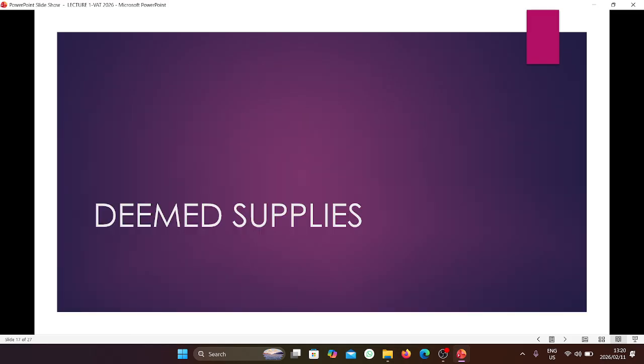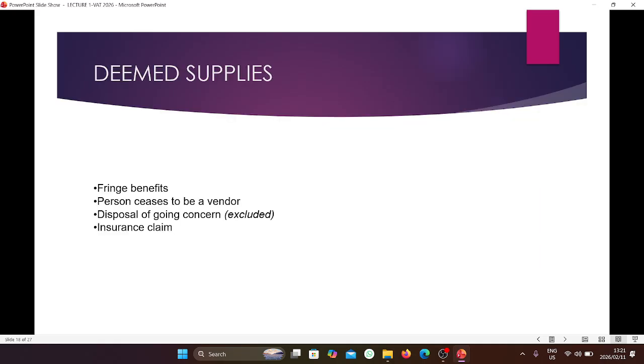And deemed supplies. So this is part two of VAT, right? Remember, we spoke about the types of taxable supplies, and we said that among standard rated supplies there are what we call deemed supplies. They deem it to be a supply. Basically, deemed supplies are supplies that were not supposed to be taxable supplies, but because of the nature of the transaction, remember VAT is very transactional, SARS then deems it to be a supply, right?